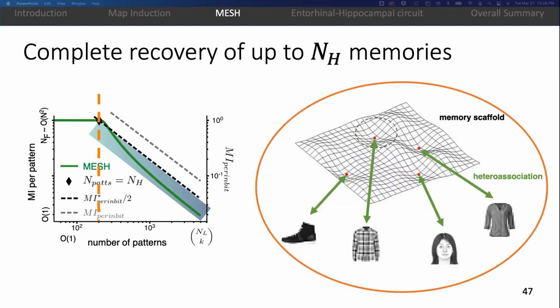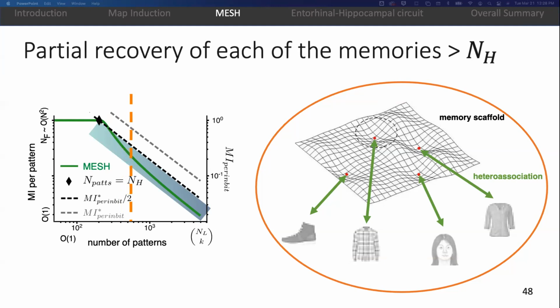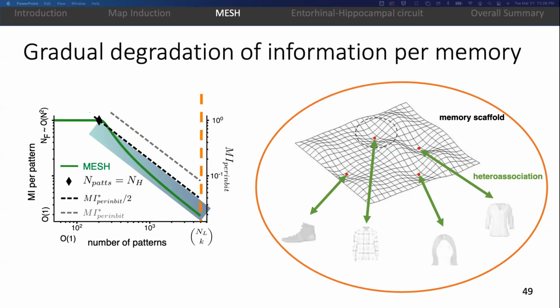So again, up to NH, you have perfect recall of all of these memories. As you increase the number of memories that are stored beyond NH, you get partial recovery of each of these memories. And if you continue to store more, you have this gradual degradation of information per memory across this continuum.